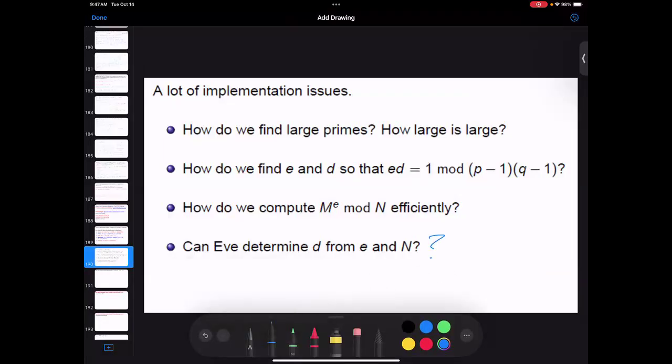So this is still unknown. If you can figure out how to do this efficiently, do not publish. Talk to me privately. Okay.